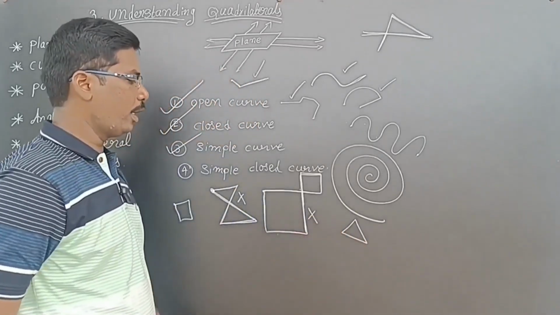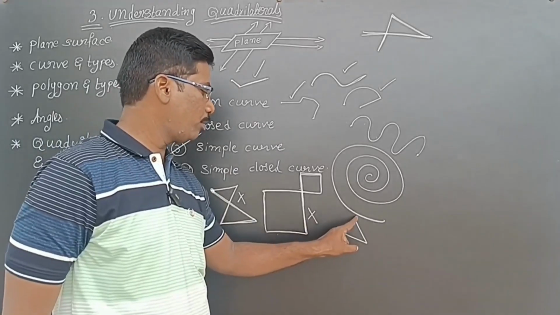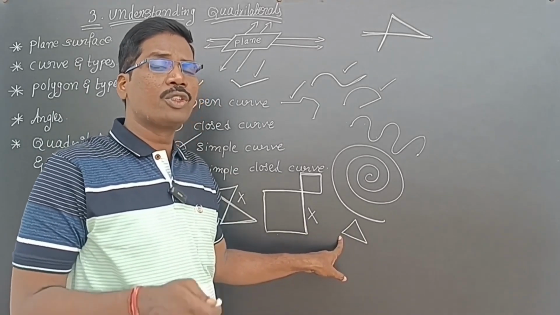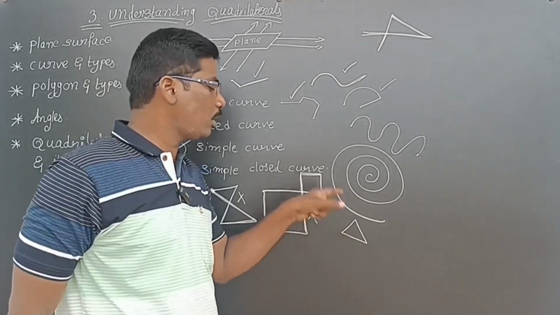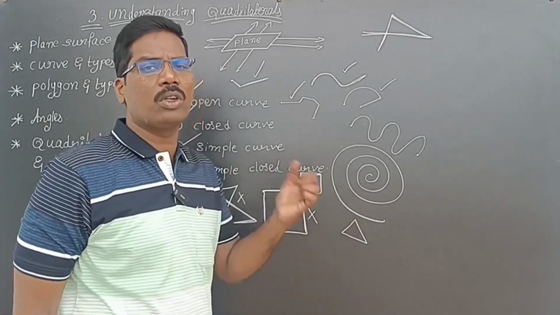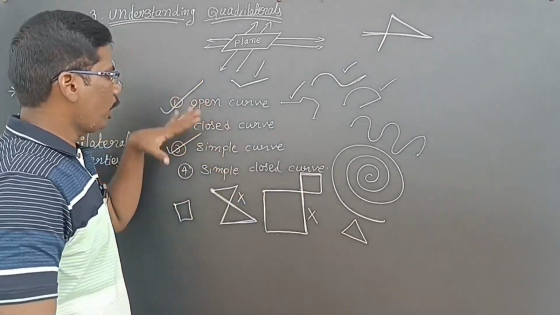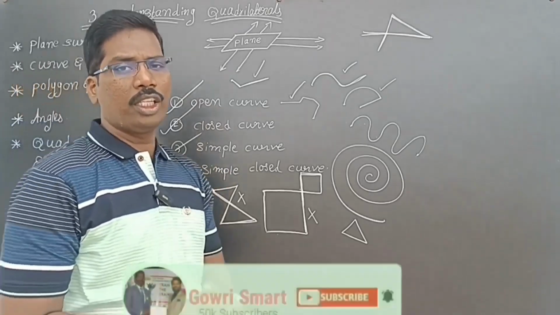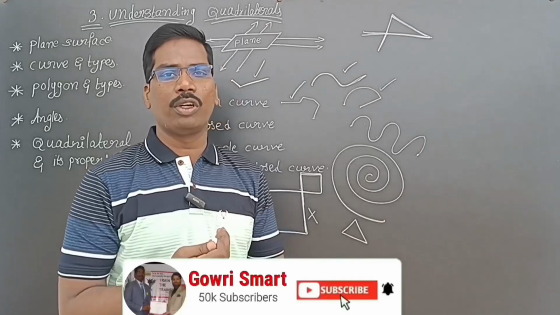See, I am drawing a triangle. So I am starting here, and again I am coming to that side. There is no cross itself, so it is a simple closed curve. So these are the four types of curves: open curve, closed curve, simple curve, and simple closed curve. I think you have understood everything about curves.